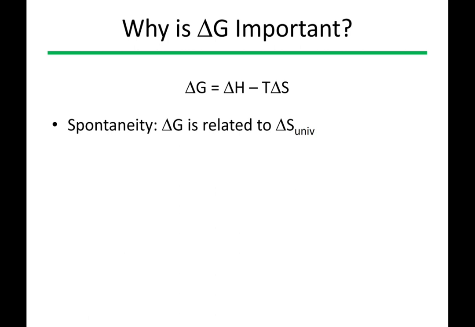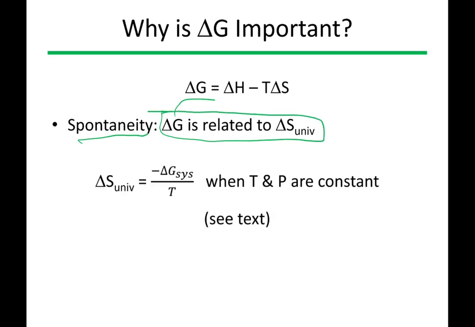Okay, so how does delta G tell us about spontaneity? Well, delta G is related to the delta S of the universe. Specifically, the delta S of the universe is equal to negative delta G of the system divided by the temperature when temperature and pressure are constant.